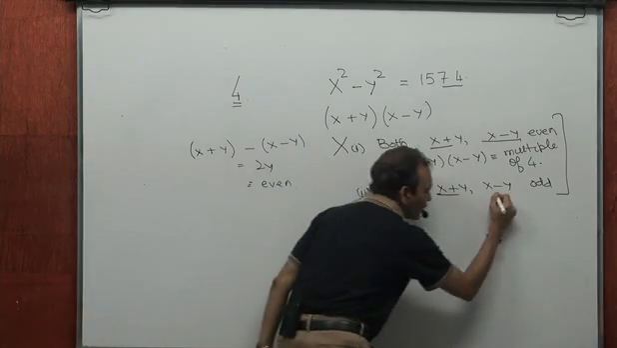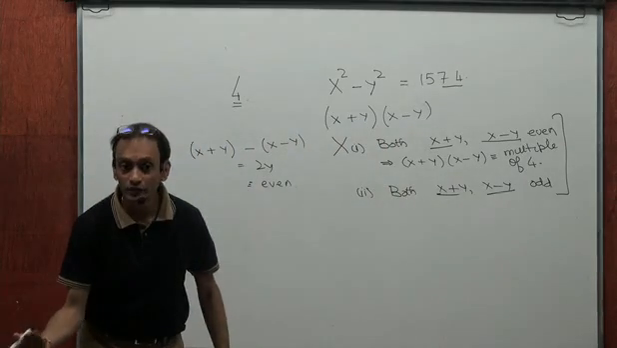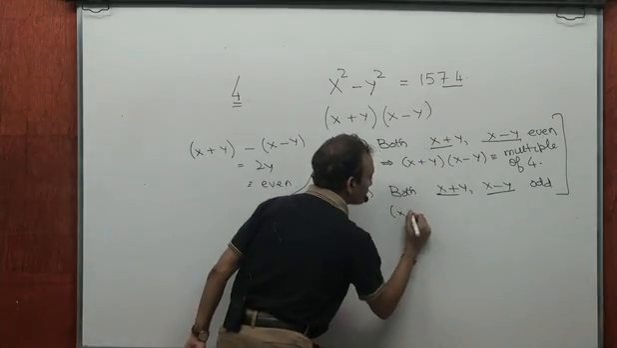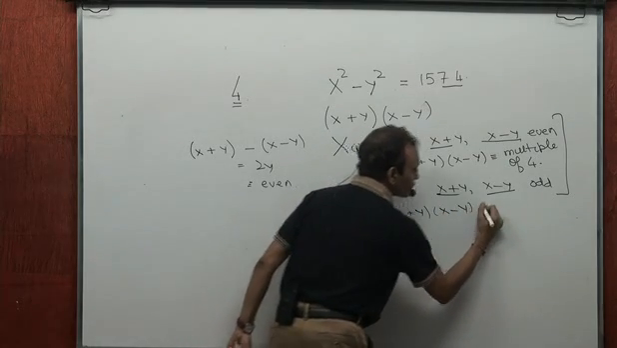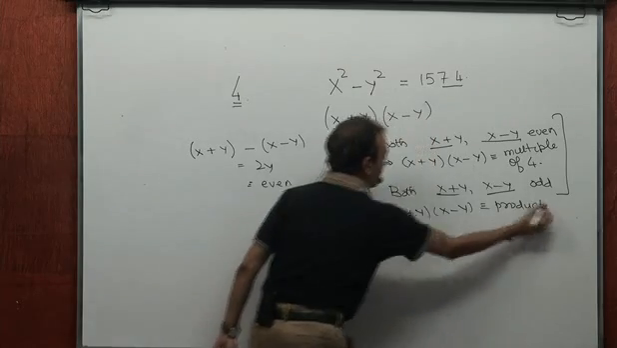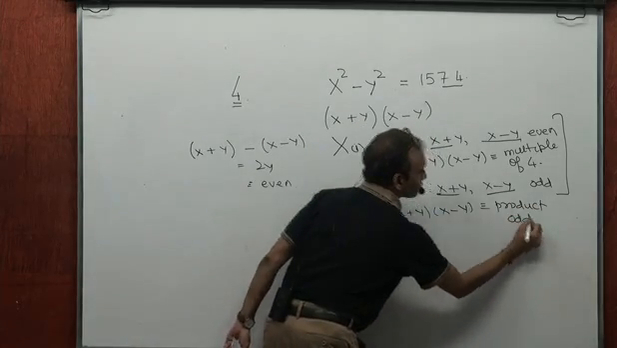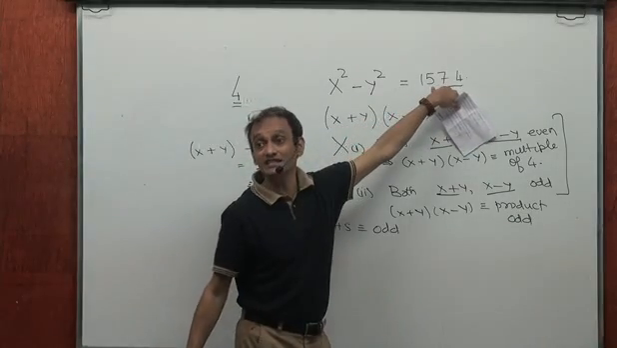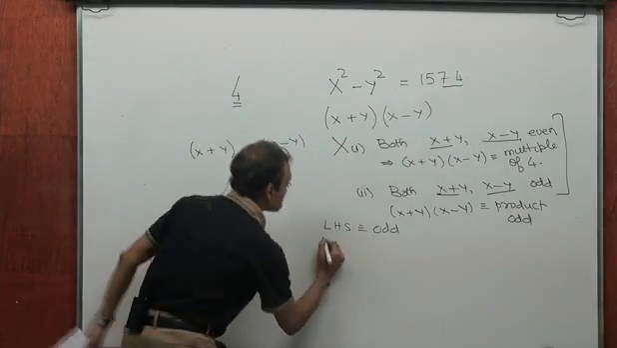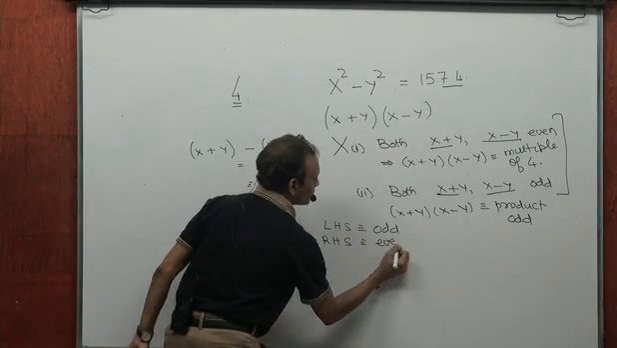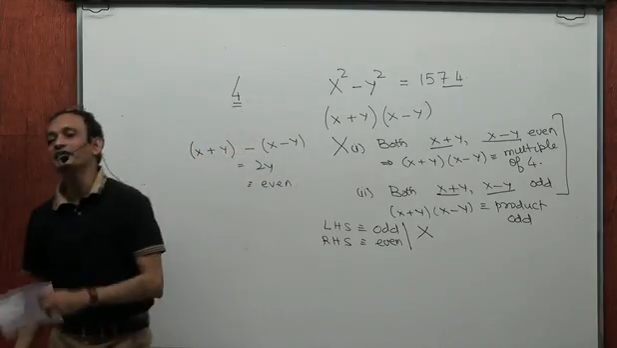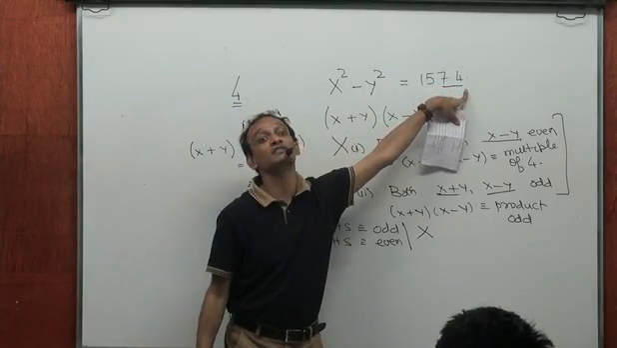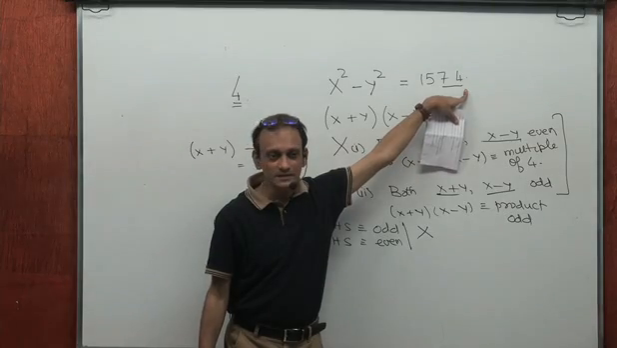Second, when both are odd, then the product would be odd. Product of two odd numbers is an odd number, isn't it? When x plus y and x minus y are both odd, then the product will be odd. The left hand side therefore turns out to be odd, and the right hand side is even. So is this possible? No. That means I can't have natural numbers x and y for which x squared minus y squared is 1574. That's impossible.